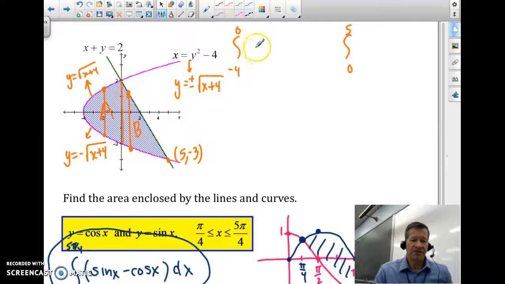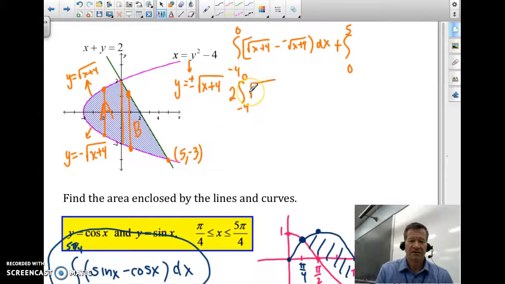So what I could do here is, one option is I could take from -4 to 0 radical x plus 4 minus a negative radical x plus 4 with respect to x. Now, if you're thinking, hey, I could also write that as 2 radical x plus 4, you're correct. So I could write this as 2 times the integral from -4 to 0 of the square root of x plus 4 with respect to x.